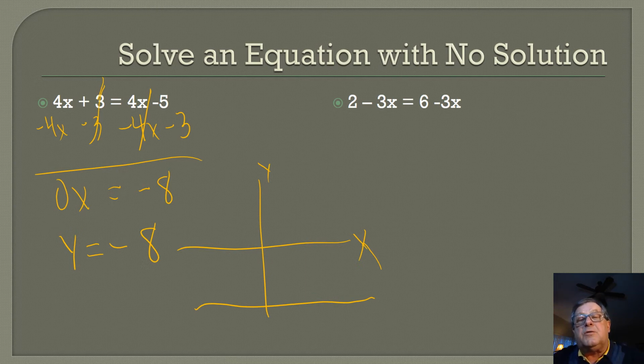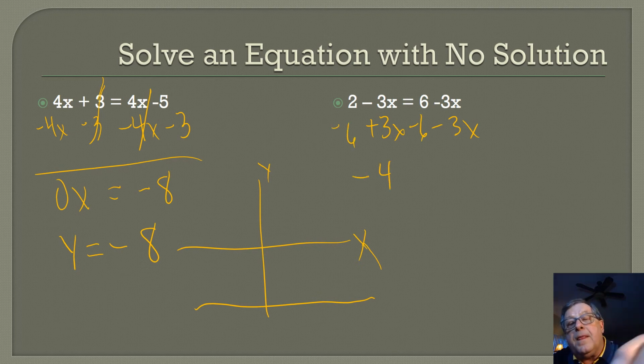Let's go ahead while we're here. Let's look at this next one. I got 2 minus 3x equals 6 minus 3x. Well, let's add 3x to both sides. And let's subtract 6 from both sides. And what would we have? 2 minus 6 is negative 4. The 3x over here would cancel. The 6s would cancel.